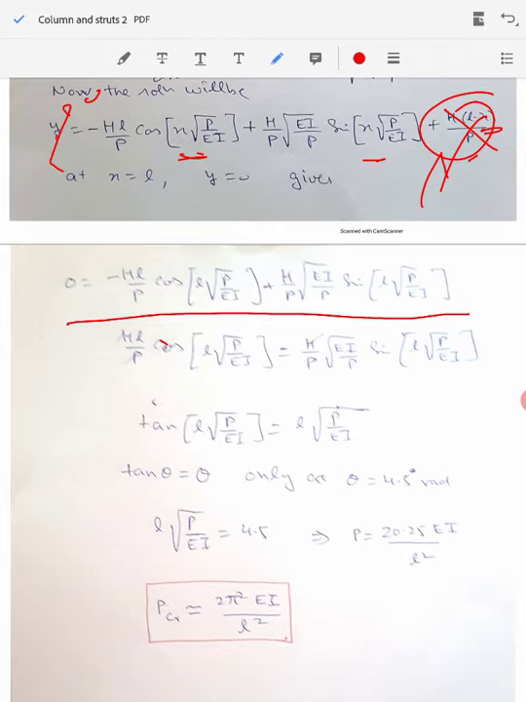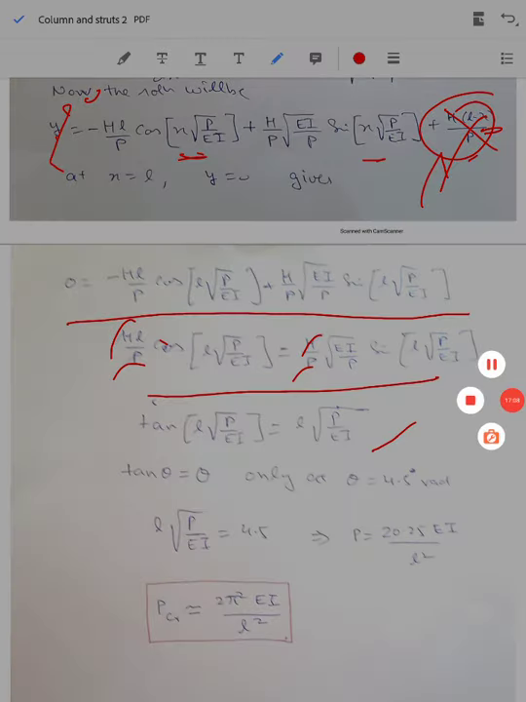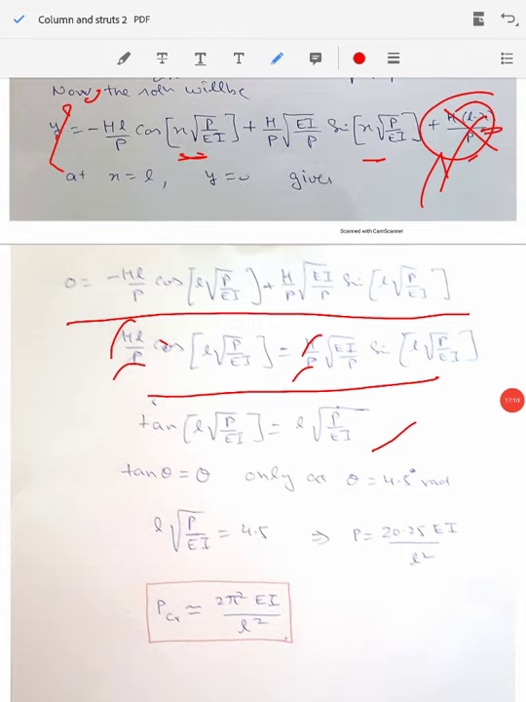When you simplify it, you bring one of the terms to the left hand side. This H and p will get cancelled out from both sides, and what will be left can be written as tan of L under root of p by EI equal to L under root of p by EI. This is similar to tan theta equal to theta. Tan theta is equal to theta only for theta equal to 4.5 radians. Theta here is L under root of p by EI, so you substitute L under root p by EI equal to 4.5.